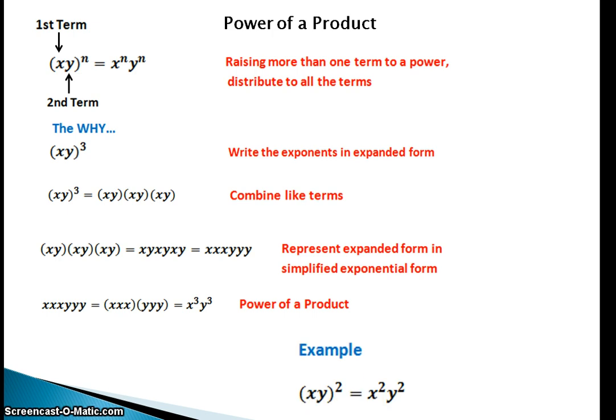Now here is an example. X times y, all raised to the 2nd power, is equal to x to the 2nd times y to the 2nd. Pause now and make sure you have everything you see on this screen in your notes.